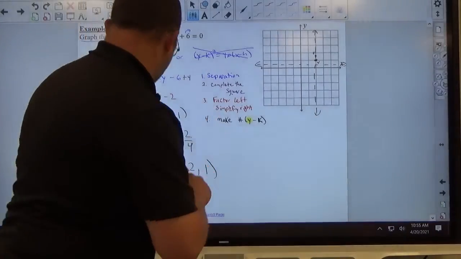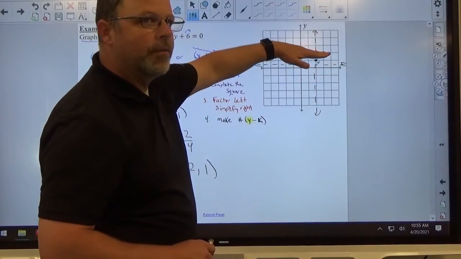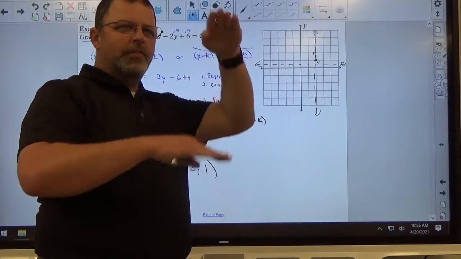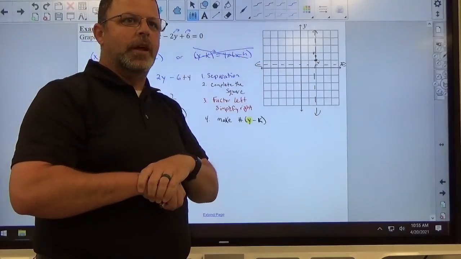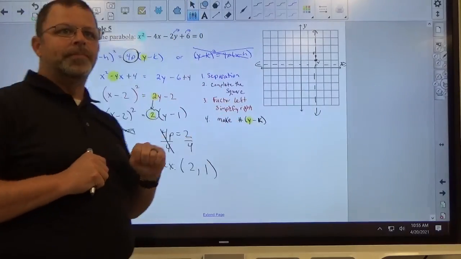And how do you know that that one was halfway above that? It's whatever p equals. Okay. So I went p, which is 0.5 up for the focus. I'm going to go 0.5 down for the directrix. The focus and directrix are always the same distance away from the vertex. Focus is a point, directrix is a line, though. So make sure that you're graphing them as such.